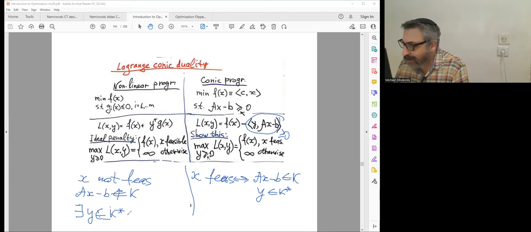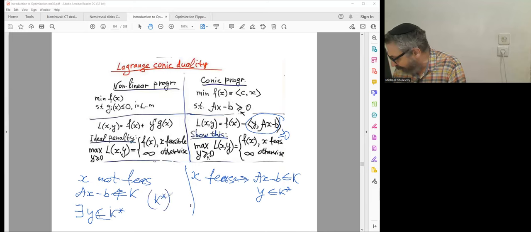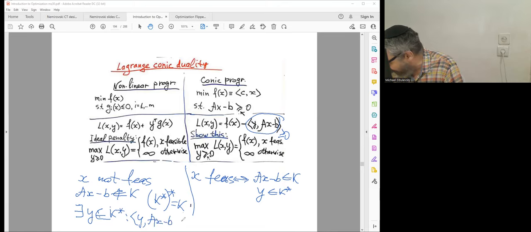We actually learned this expression in the opposite direction. But what you are using now is that K adjoint is dual to K. Your K here is original, and this is adjoint. It's important to mention it. Such that y times AX minus B is negative, otherwise it would be in the cone. So assume that we found such y.